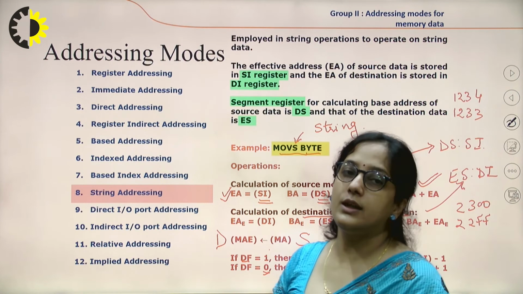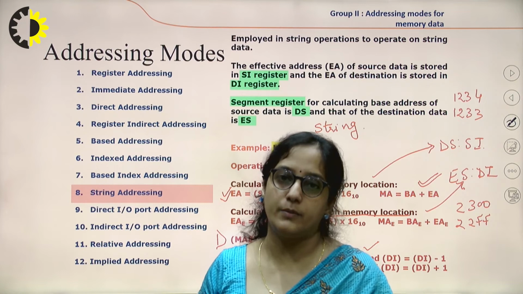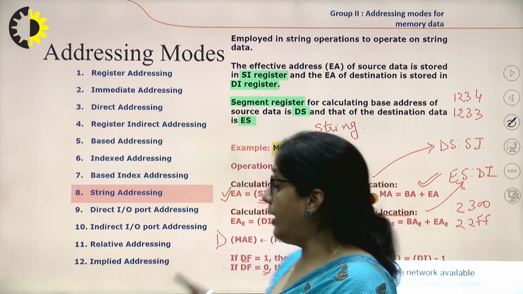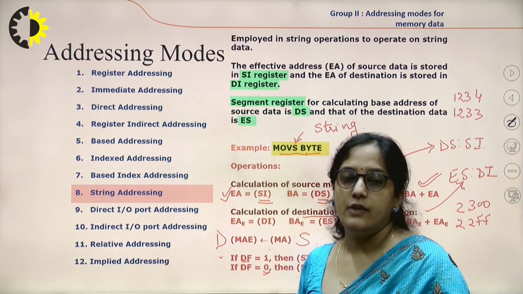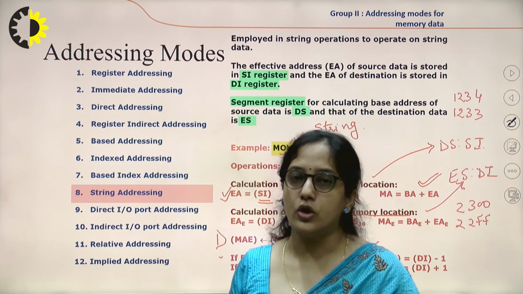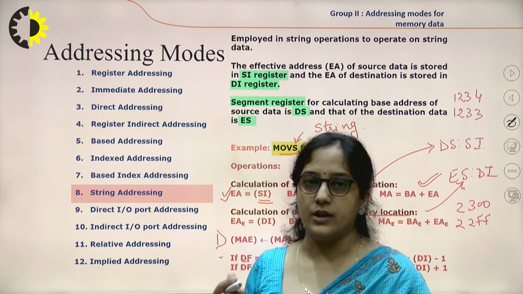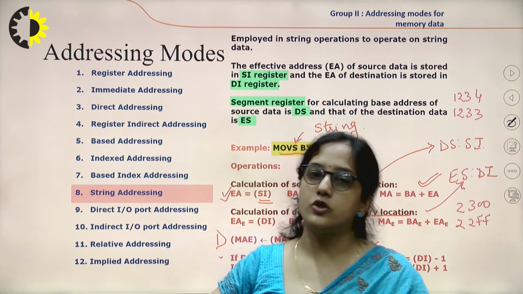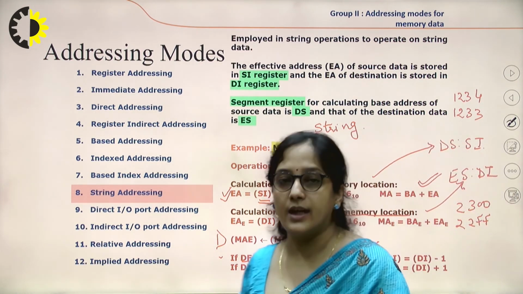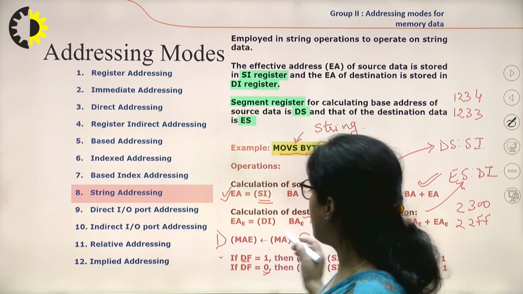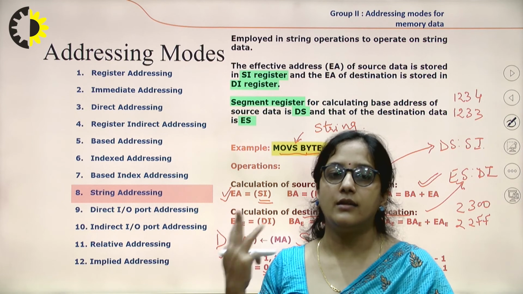So before using this move byte string instruction in our program, we have to first initialize the direction flag, whether we have to go with auto increment mode or auto decrement mode, and also how many bytes have to be transferred. We will see in the program how we are going to use string addressing, but in case of string you have to keep in mind that 3 things are taken by default: SI, DI and the direction flag.